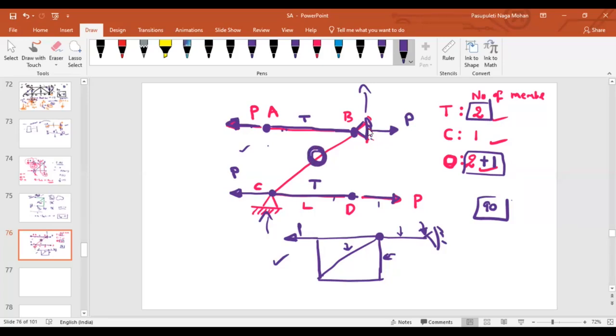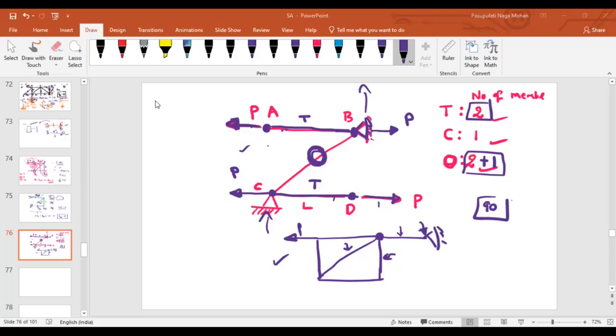If you guys still have any doubts, I think we'll continue tomorrow with this problem. Yes, sir, it is 0. Except BC, I think everything is clear, right? Yes, sir.